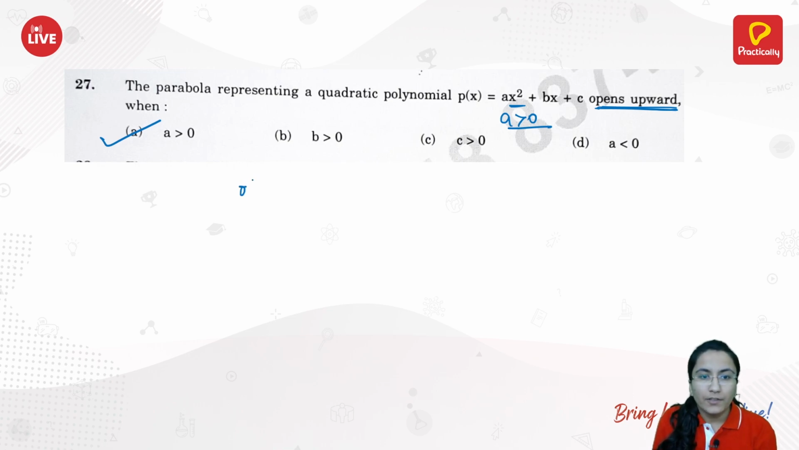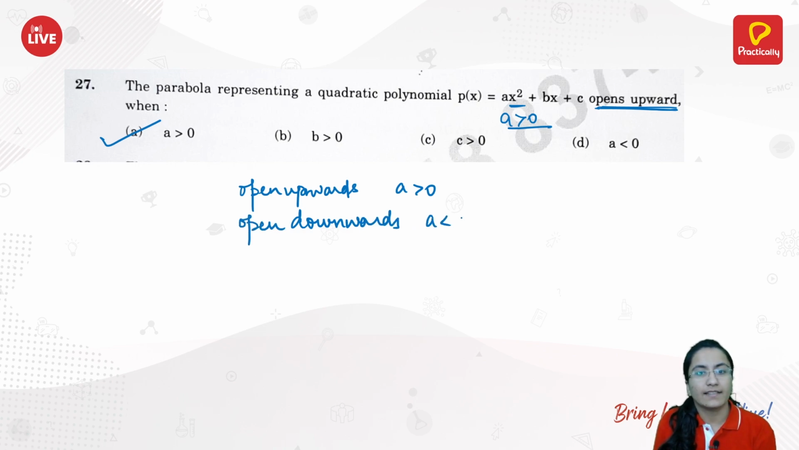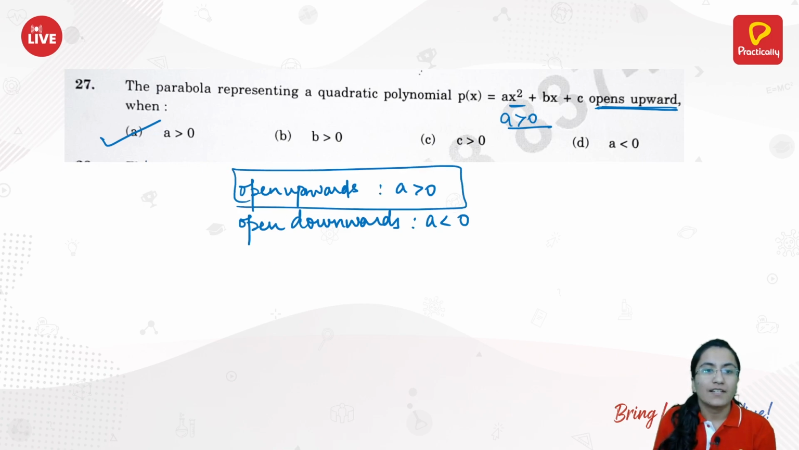For open upwards, you have a greater than 0, and for open downwards, you have a less than 0. These are the direct concepts which we can apply over here. One is directly asked to you, right? So you have A option as the correct answer.